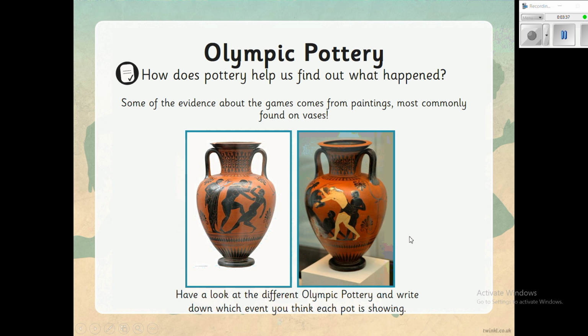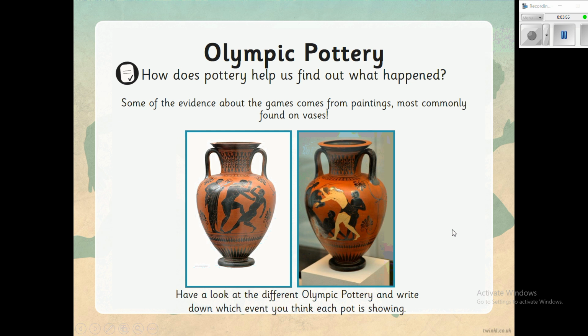There's an attachment on the website as well with loads of pots on, and I want you to write down which event you think each pot is showing. They're all going to be Olympic events, and I want you to have a guess at what you think each event might be. Some are a lot harder than others, and that's fine, but just give them your best go.